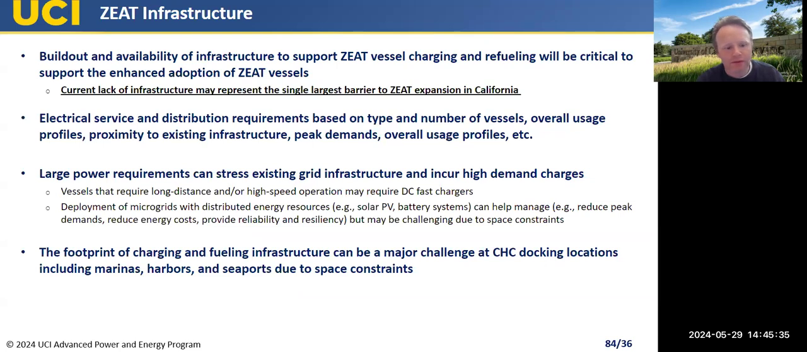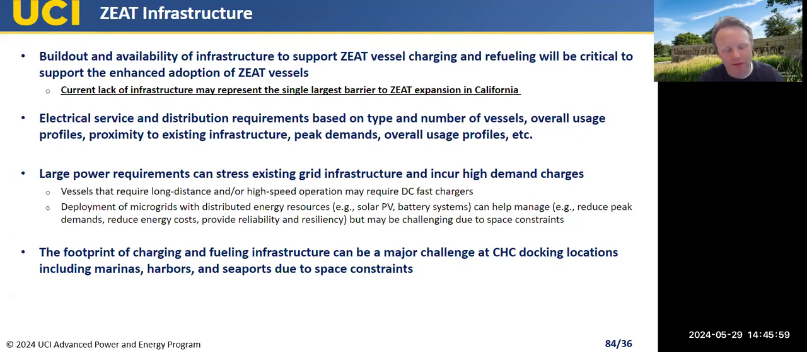So the current lack of infrastructure for both charging and hydrogen refueling, and the challenges with developing novel infrastructure, to me, and from what I've seen and talked to the stakeholders about, probably represents one of the largest challenges with expanding ZEAT vessels in California.